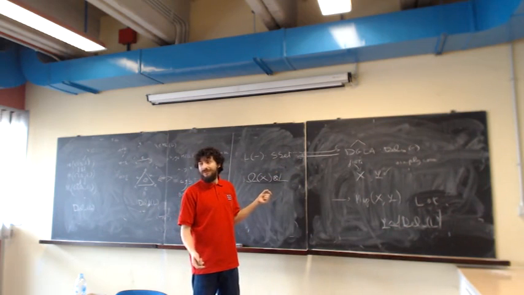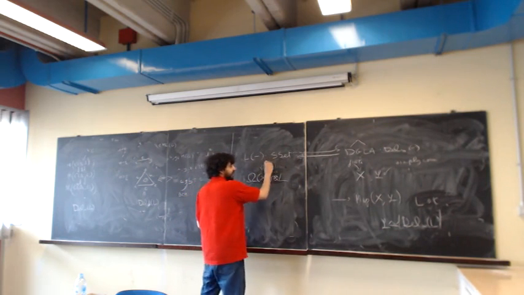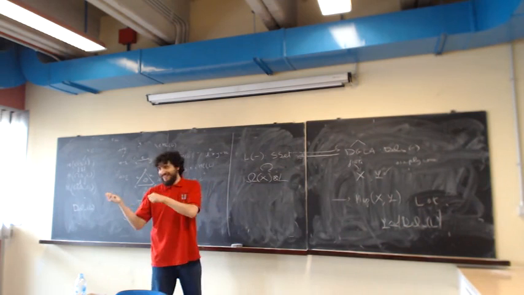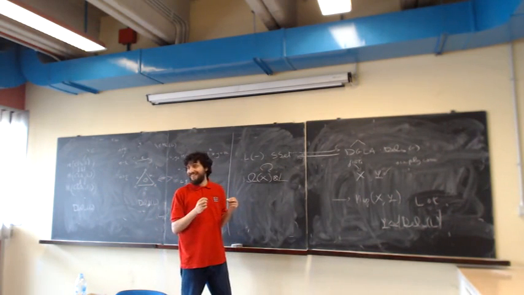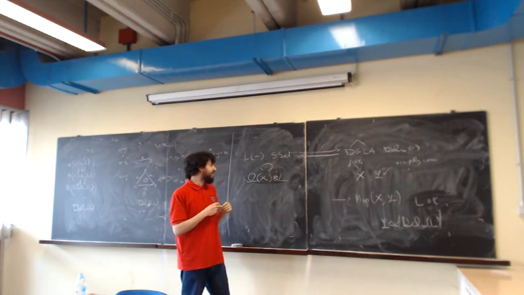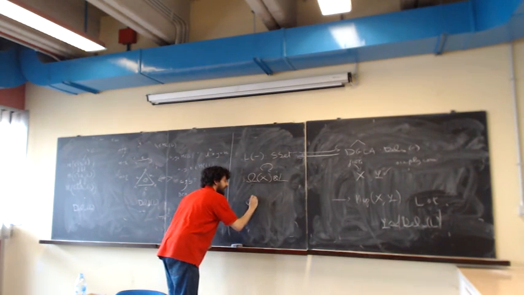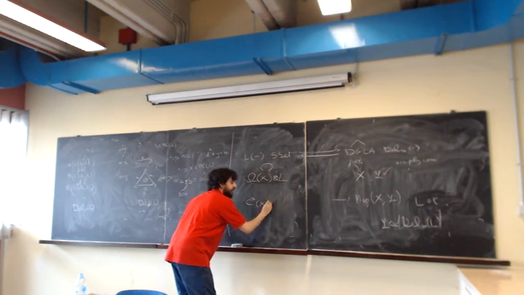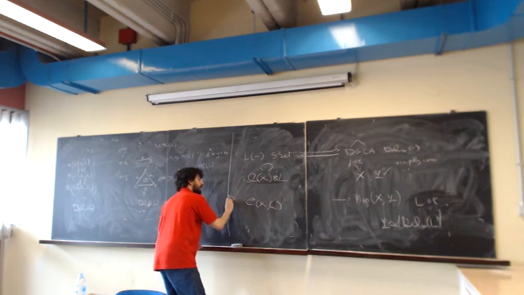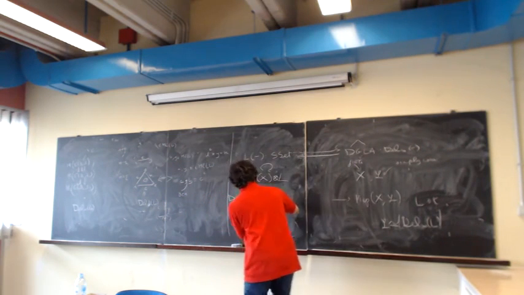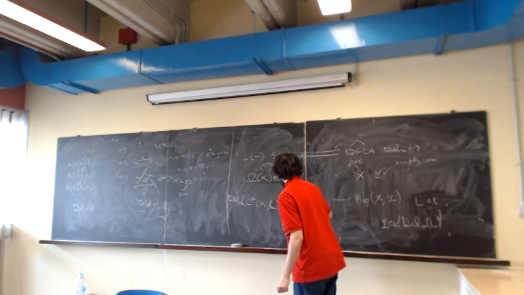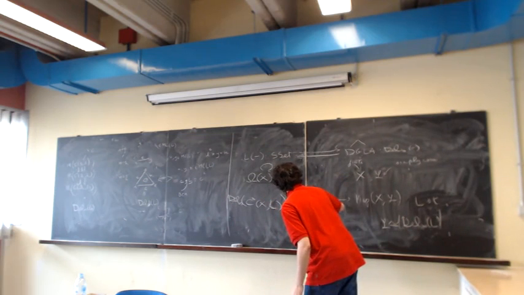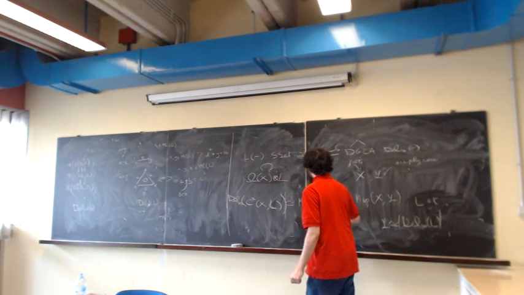Maybe it's not what you had in mind. It doesn't answer the question. Well, let's say that the model is given by cochains on X, or forms on X, with coefficients in L. This is our model.